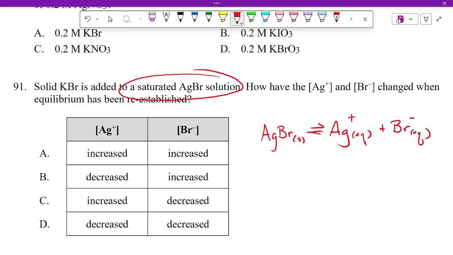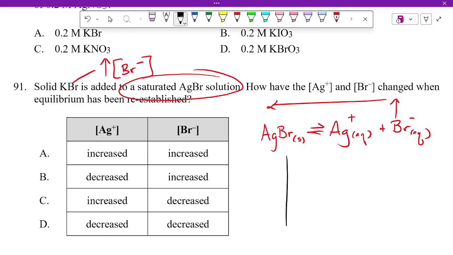And we added some KBr, so we are increasing the concentration of Br minus. If we increase that concentration, it shifts to the left. And our concentrations, if this is Ag and this is Br, initially they're the same because we had our silver and our bromide. They were both from AgBr, so they are the same.